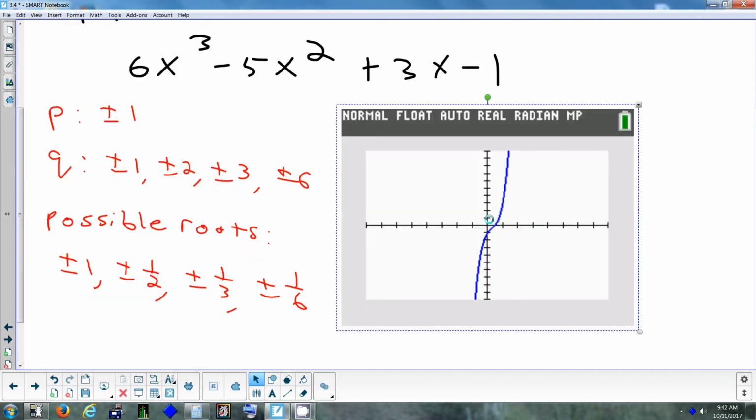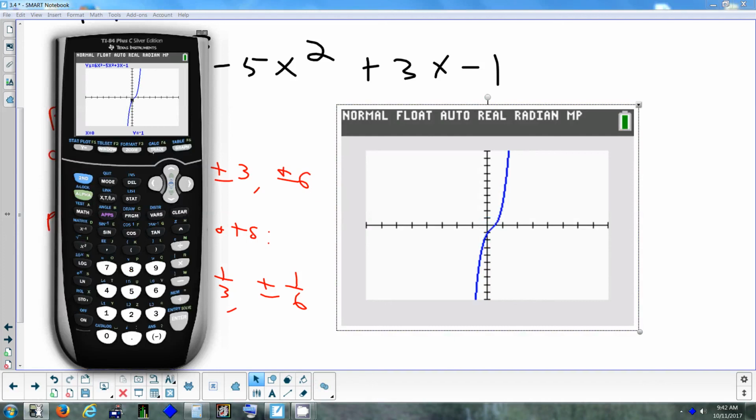Okay, what seems reasonable there out of this list looking at that graph? I don't think plus or minus 1 really seems that reasonable. Yep, Gracie? Yeah, I would say a half, but before I divide through by it, I'm going to check it. Yes, 1/2 is a root.